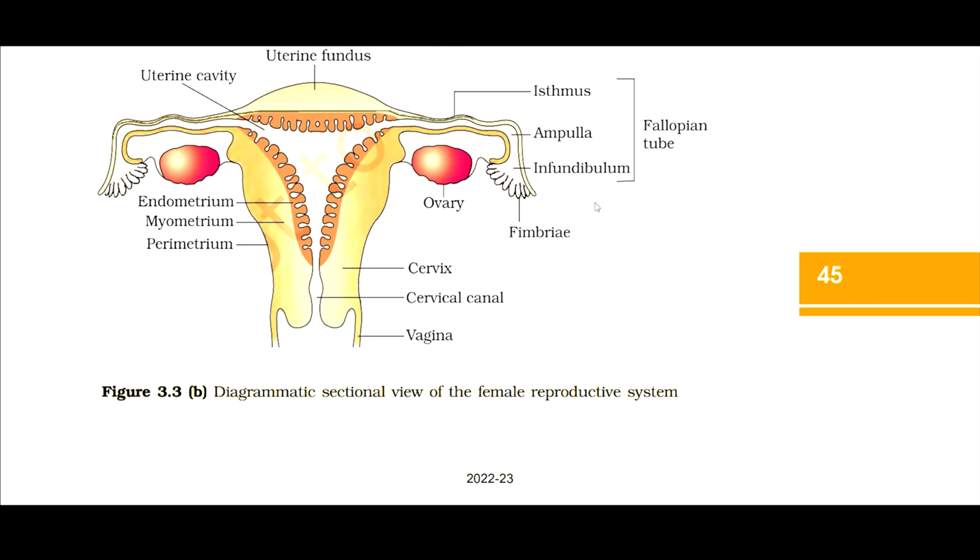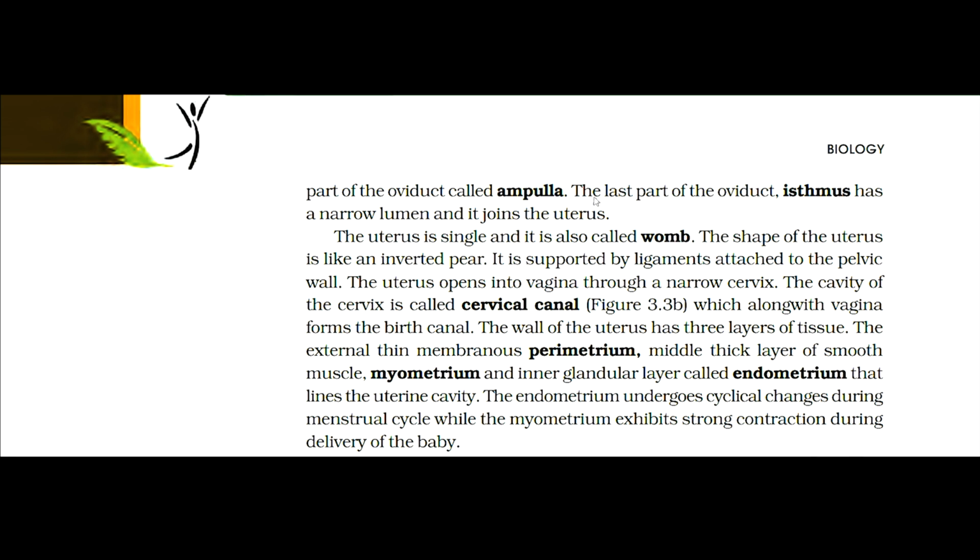The last part of the oviduct, the isthmus, has a narrow lumen and it joins the uterus. The uterus is single and it is also called the womb. The shape of the uterus is like an inverted pear. It is supported by ligaments attached to the pelvic wall. The uterus opens into the vagina through a narrow cervix.